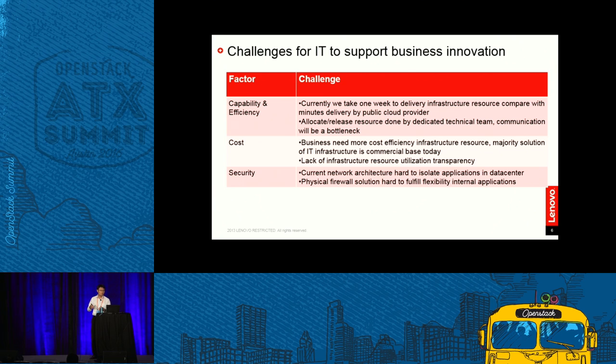And also, from the cost point of view, those commercial products are very expensive, and the resource utilization is also very low. And from the security point of view, the network architecture makes it hard to isolate applications in the data center, and the physical firewall is hard to make flexible for internet applications.